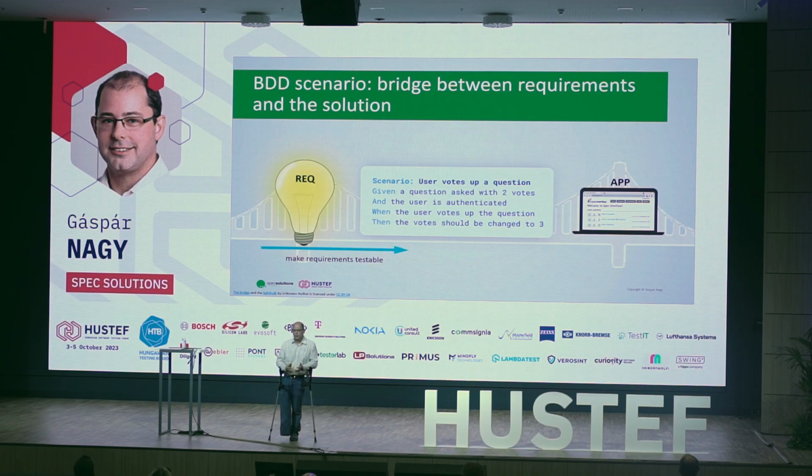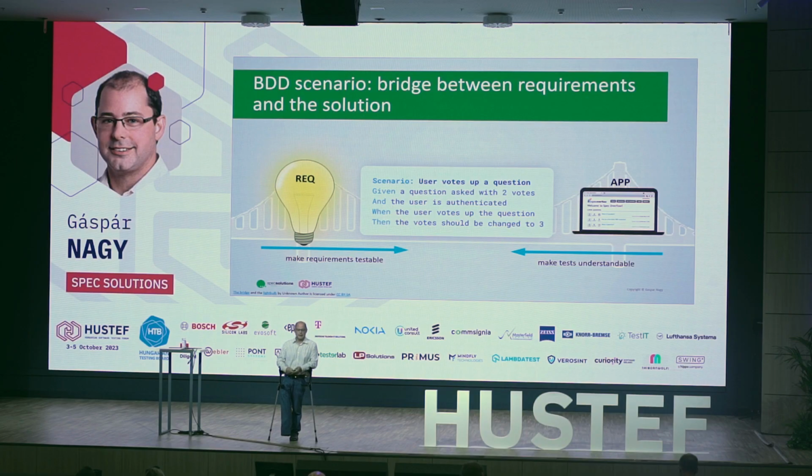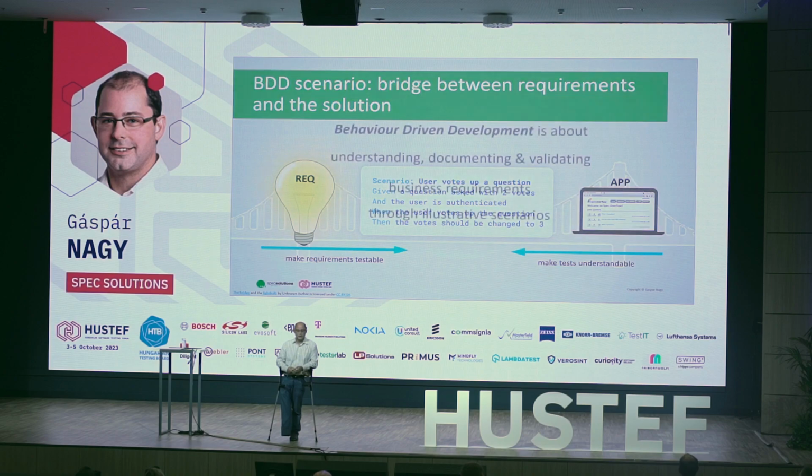But the one that I have collected is that from the requirement side, maybe we would like to have the requirements better testable, so try to connect our tests to the requirements. And on the app side, maybe we want to make our tests better understandable. So it's not just looking like a big script, but we better understand what we really want to do with that particular test. So that could be some ways to see that.